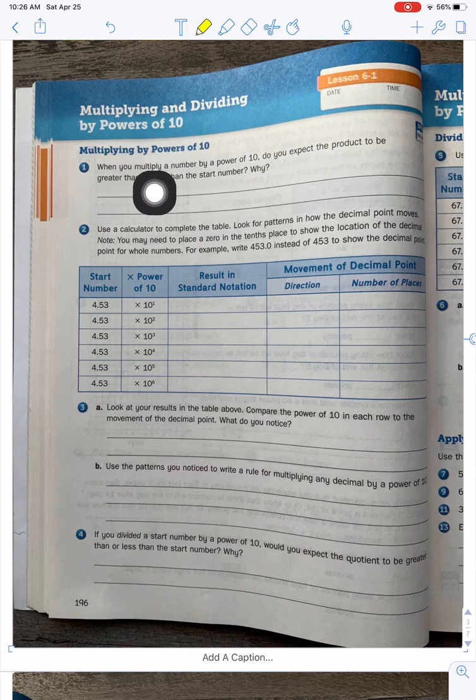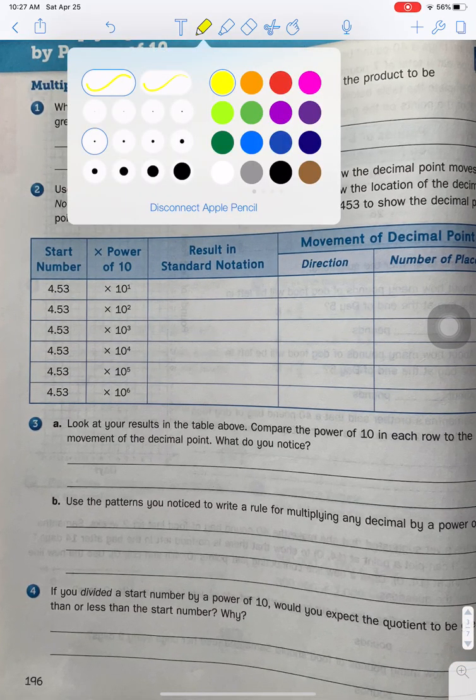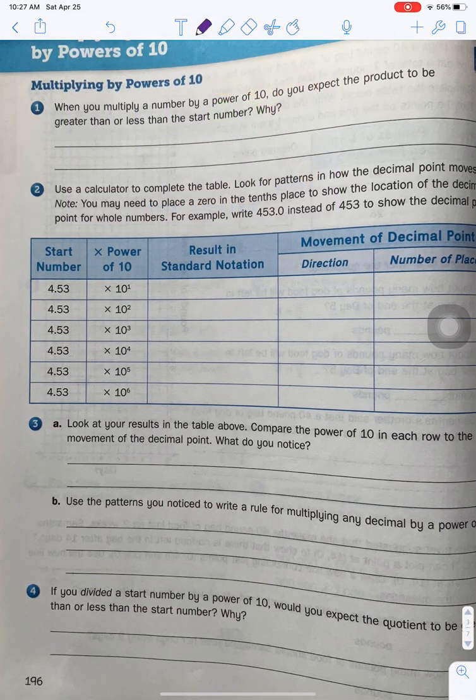Number 1, when you multiply a number by a power of 10, do you expect the product to be greater or less than the start number? Why? Press pause and answer that question. Now, hopefully you had time to think about that. You wrote down your answer, and we're going to think.